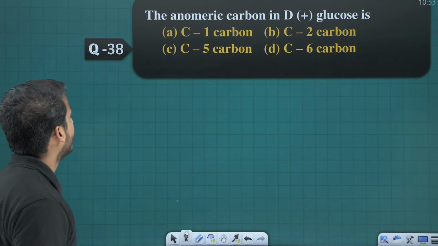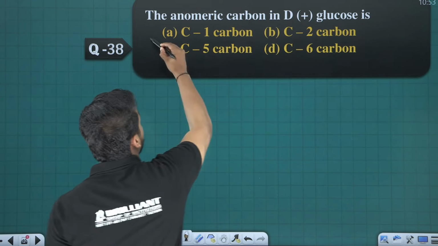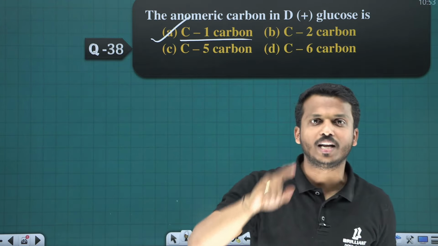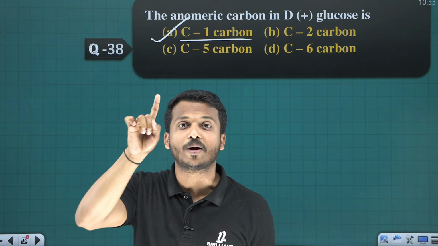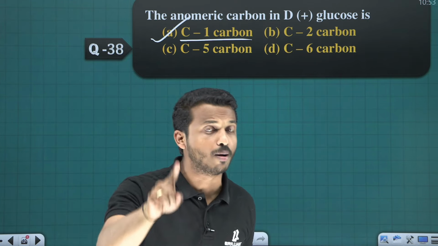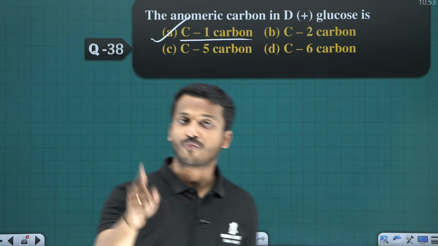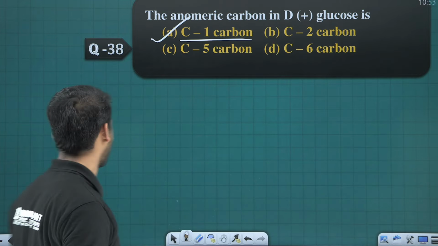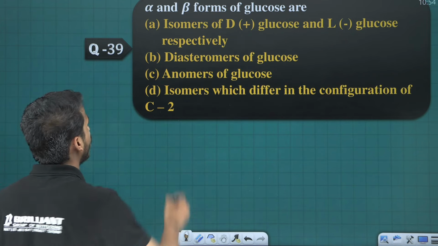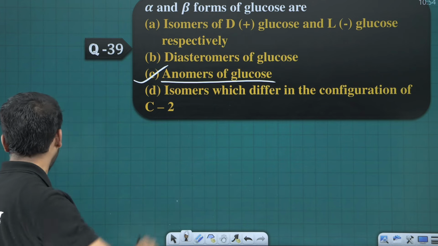Alpha-D glucose and beta-D glucose are called anomers. Careful. The anomeric carbon in D-plus glucose is, we discussed which one? C1 carbon. In alpha-D glucose and beta-D glucose, only the first carbon configuration is different. Therefore, it is called the anomeric carbon. Remember all, in glucose, C1 is the anomeric carbon. In fructose, C2 is the anomeric carbon. Alpha and beta forms of glucose are called anomers.